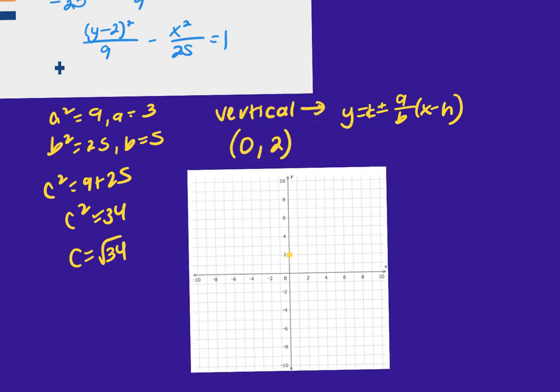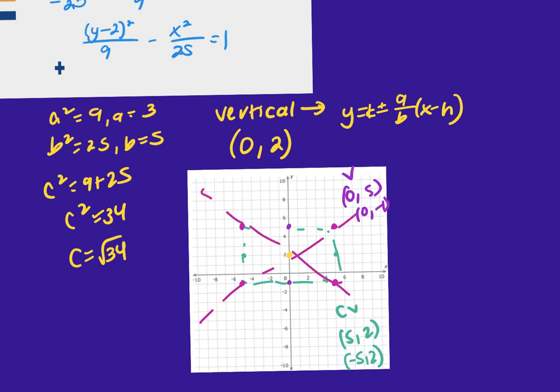I would go up and down a, so I'm going up 3 and down 3. That makes my vertices (0, 5) and (0, negative 1). I go right and left 5, which makes my co-vertices (5, 2) and (negative 5, 2). I make the little box, find the corners, and draw the asymptotes through those corners. And it's vertical, so my branches point up and down.